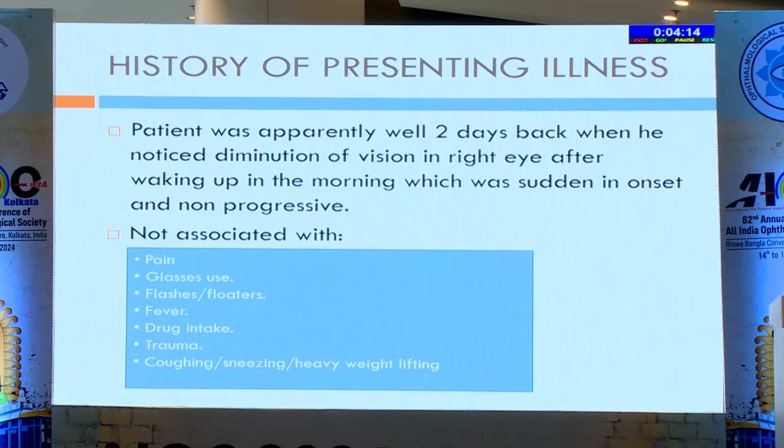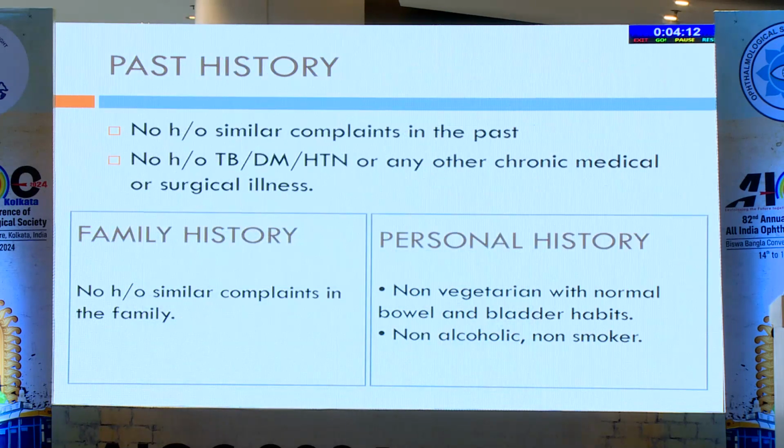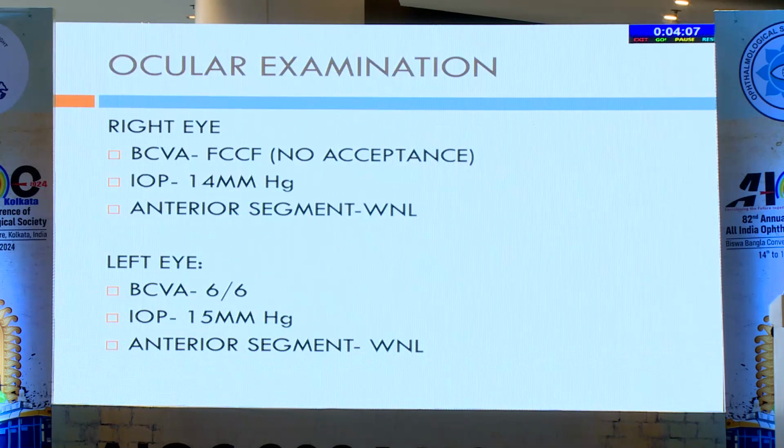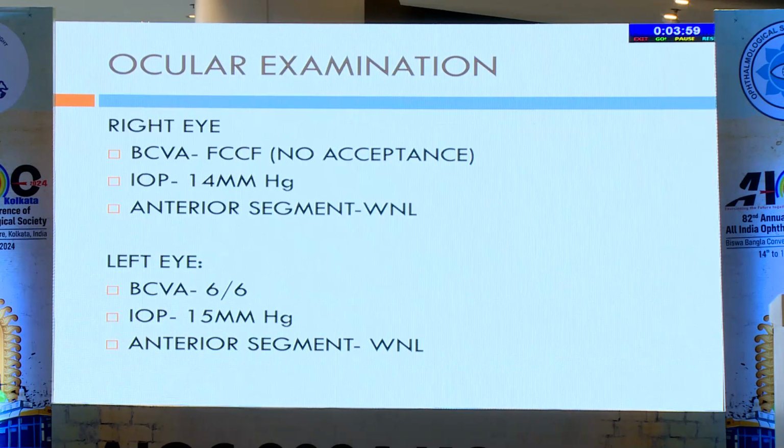There was no history of coughing, sneezing, or heavy weight lifting. The rest of the past history, family history, and personal history was not significant. Coming to the ocular examination, best corrected visual acuity in the right eye was finger counting close to face with no acceptance, whereas in the left eye it was 6/6. Intraocular pressure was 14 and 15 in the two eyes, and the anterior segment was within normal limits.